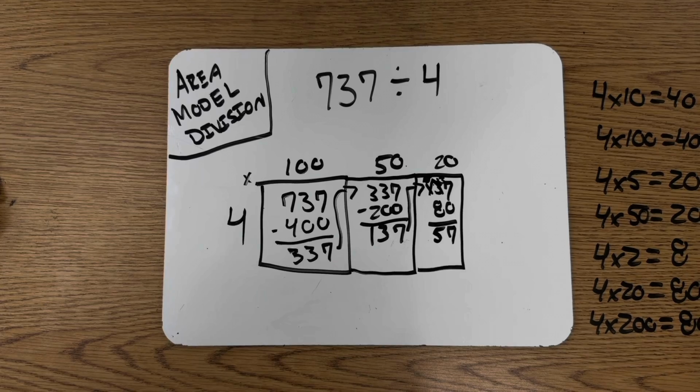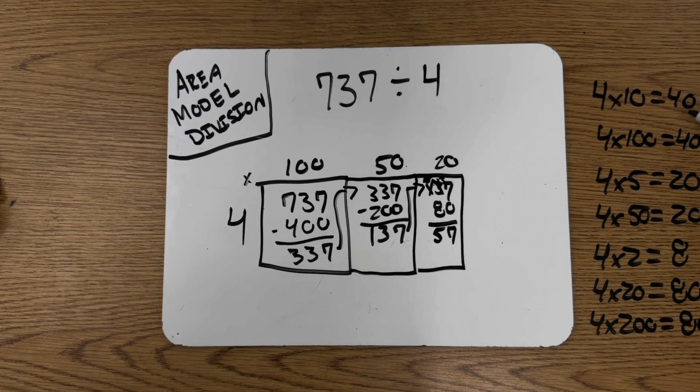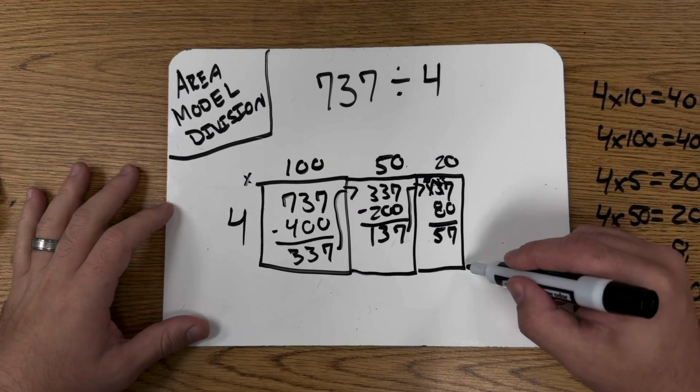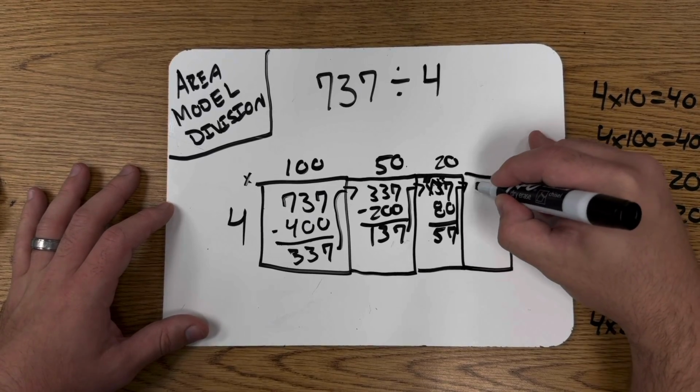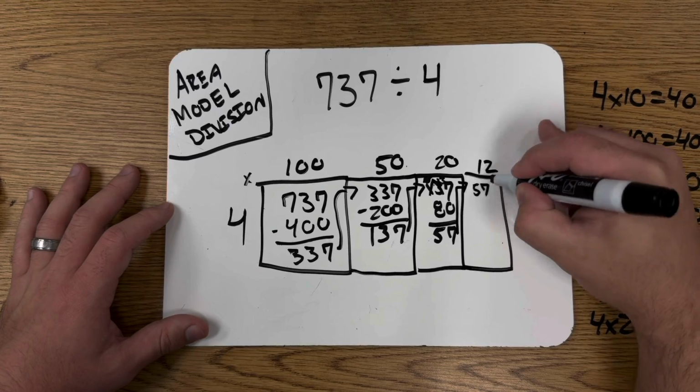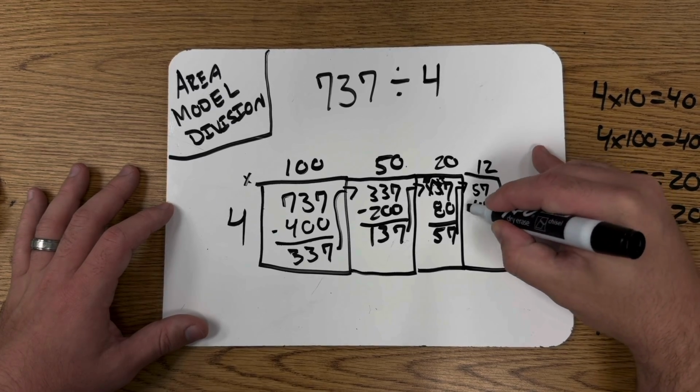Well, 4 times 20 is too high. 4 times 10 would be 40. 4 times 11 would be 44. 4 times 12 would be 48. We know our multiplication facts, so let's do a 12. So we can go ahead, we'll bring that guy up, 57. A 12 makes that 48.